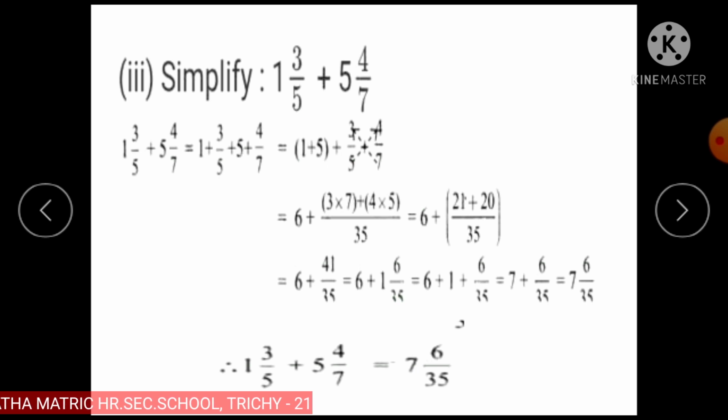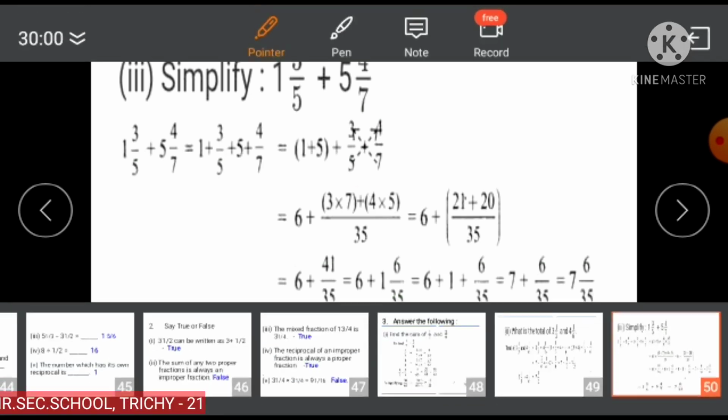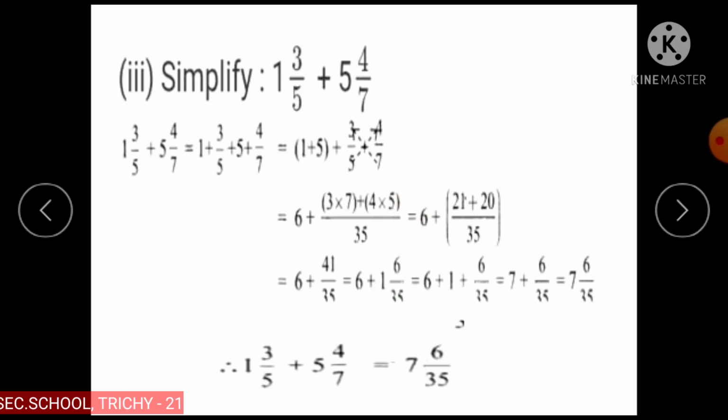Here there are two different denominators, so we get the same denominator by the cross multiplication method. So 3 into 7 plus 4 into 5. 3 7s are 21, plus 4 5s are 20. Now add the numerators, 21 plus 20. Here we multiply the denominators, 7 5s are 35. So 6 plus 41/35.